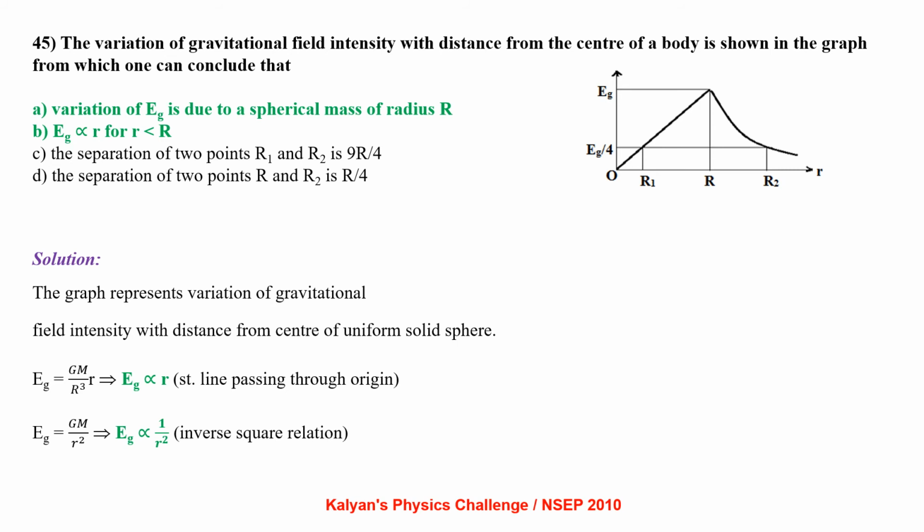The variation of gravitational field intensity with the distance from center of a body is shown in the graph, from which one can conclude that the graph represents variation of gravitational field intensity with the distance from center of a uniform solid sphere. Eg equal to GM by R cube into small r. This is gravitational field intensity inside the sphere. You can see Eg is proportional to small r. And Eg equal to GM by R square. This is gravitational field intensity outside the sphere.